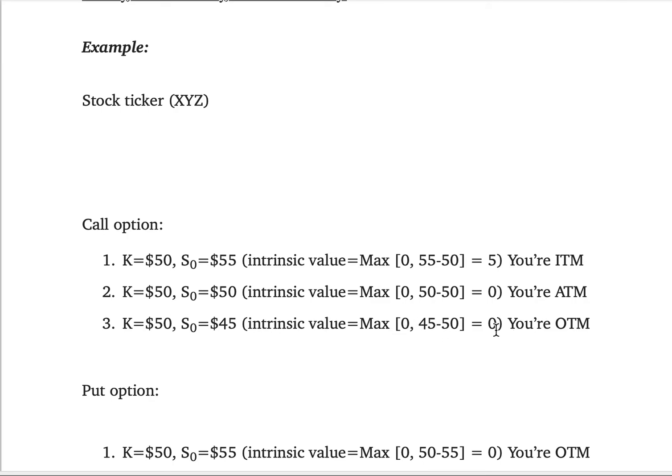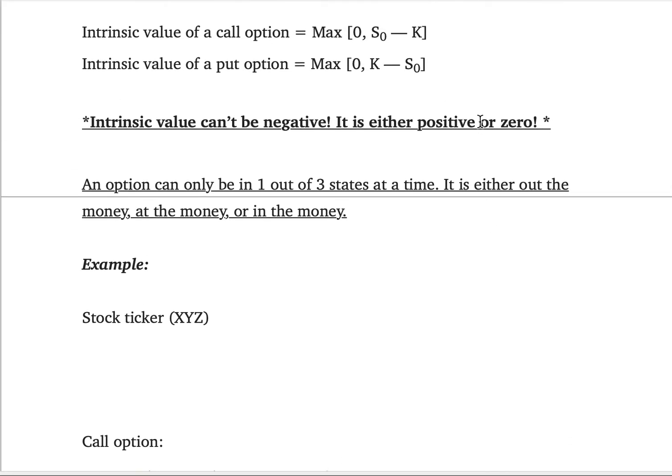So once again, you see the intrinsic value is 0. And as I've stated, intrinsic value is either 0 or a positive number. For my OTM example, it was 0. For my ATM example, it was 0. And for my ITM, it was 5. So this clearly illustrates what I was stating here.